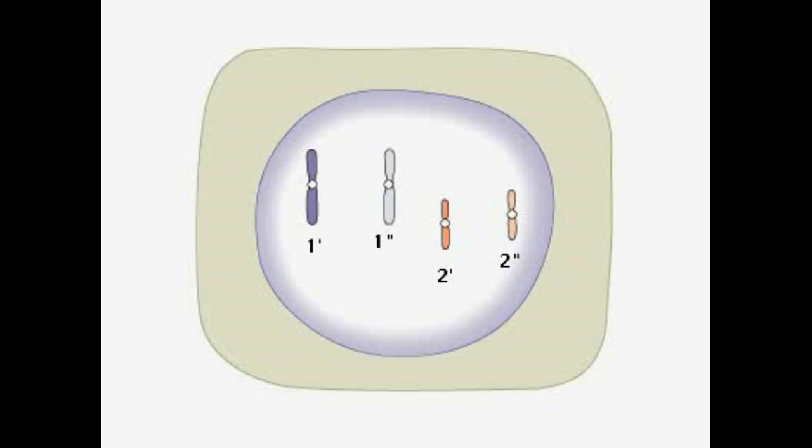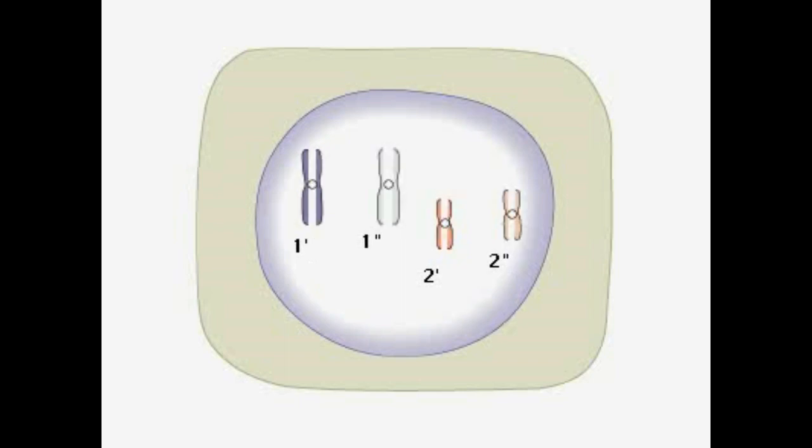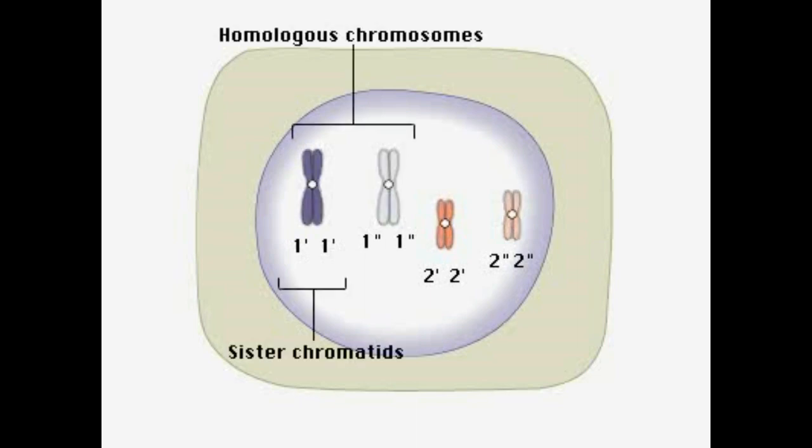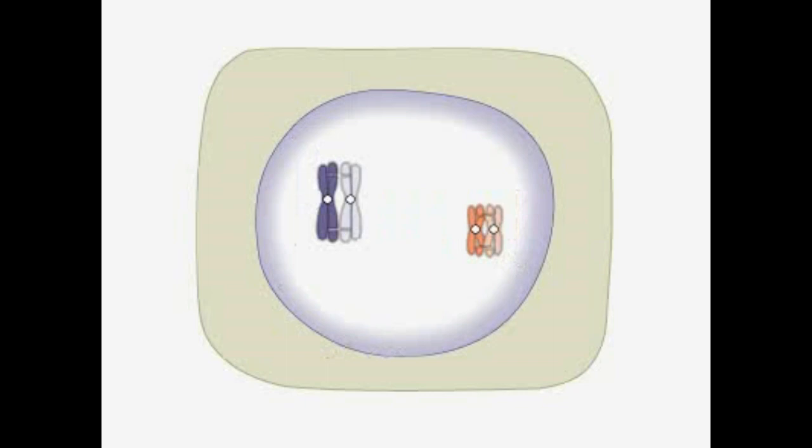This diploid cell contains two sets of two chromosomes. Meiosis is preceded by DNA synthesis. Each chromosome is replicated. Homologous chromosomes associate. Crossing over occurs between non-sister chromatids.